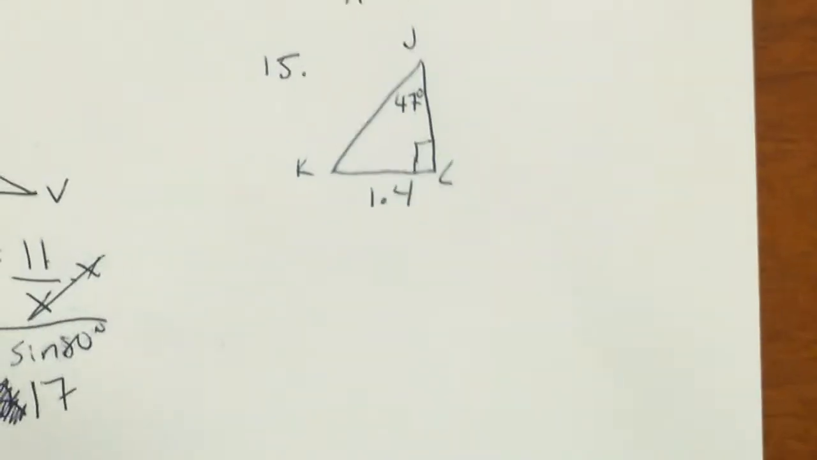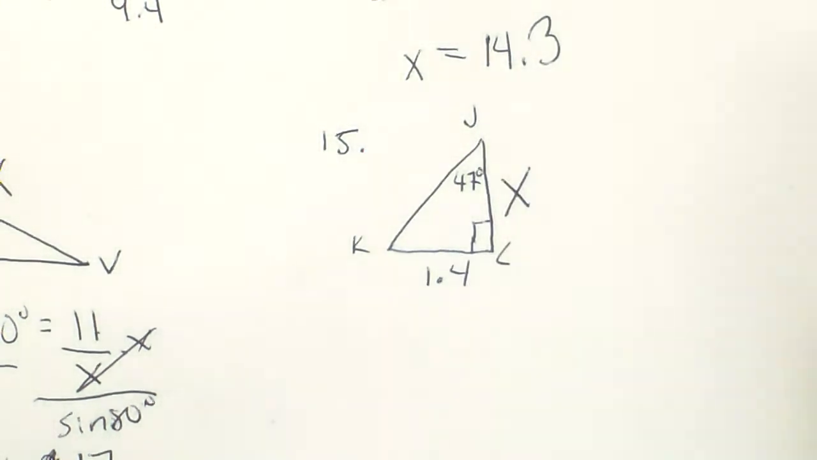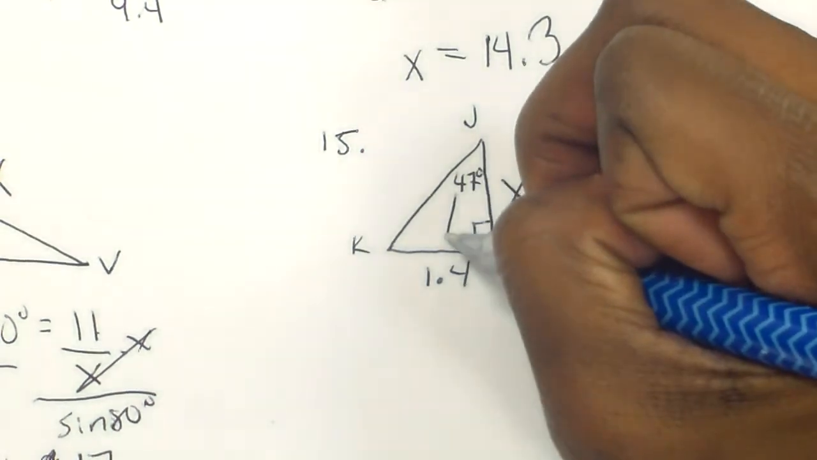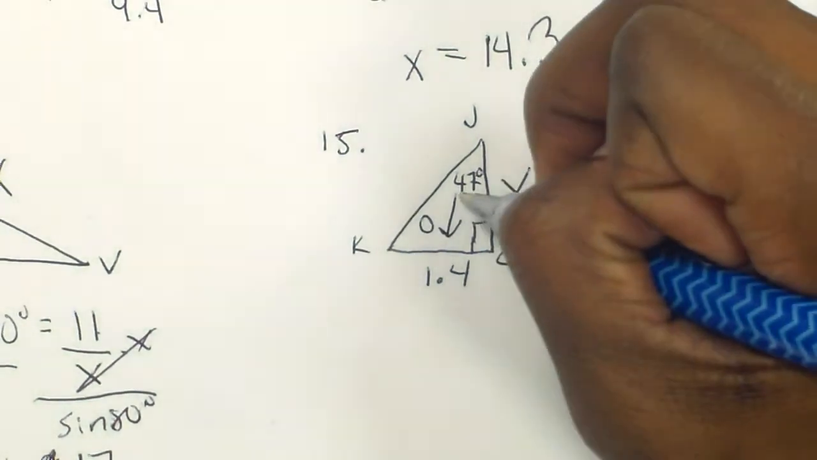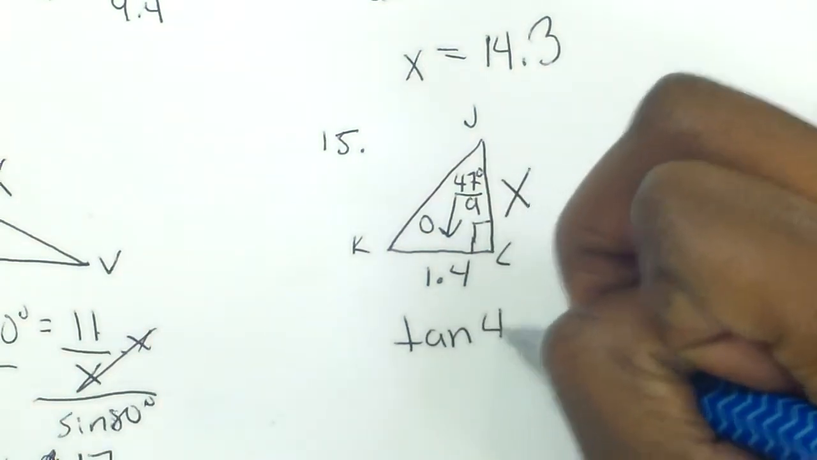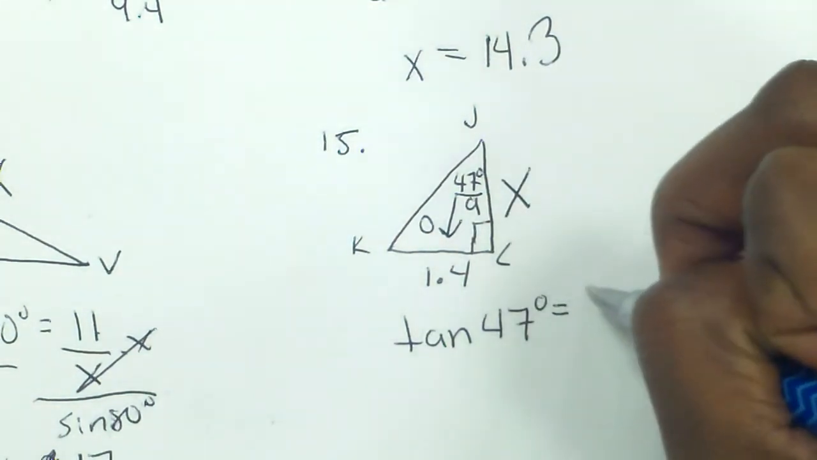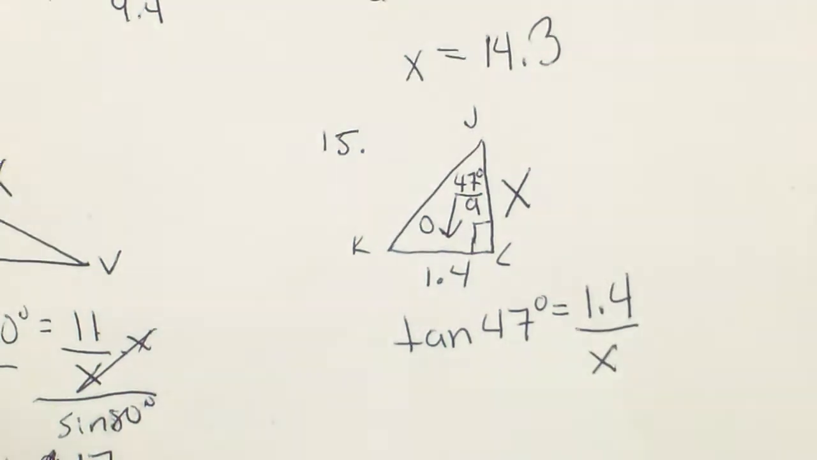Okay, number 15. This problem wants us to find JL. So start with your given. We have 47 degrees, which has an opposite side, and then it also has an adjacent side, so that tells us we're using the tan of 47 degrees, which is opposite over adjacent.